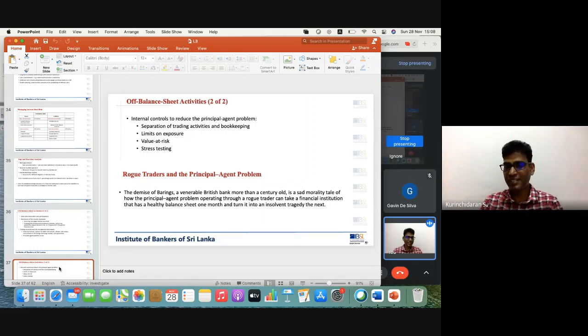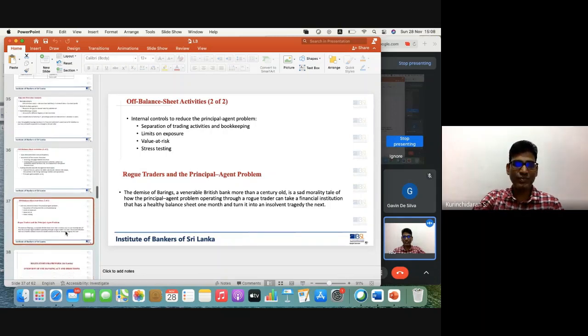We can think it's a simple matter, but I had several instances when we go on on-site examinations, the officers think, okay, these are smaller things, right? But when it comes to an issue, anybody can play around with that, right? So this is off balance sheet activities, right?